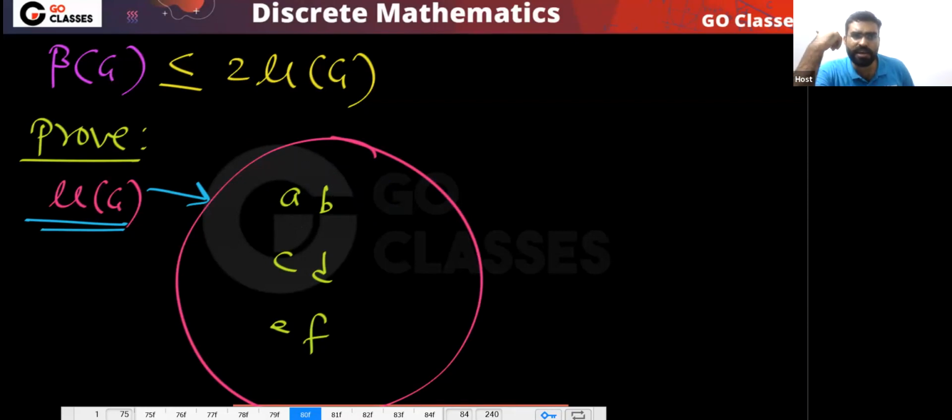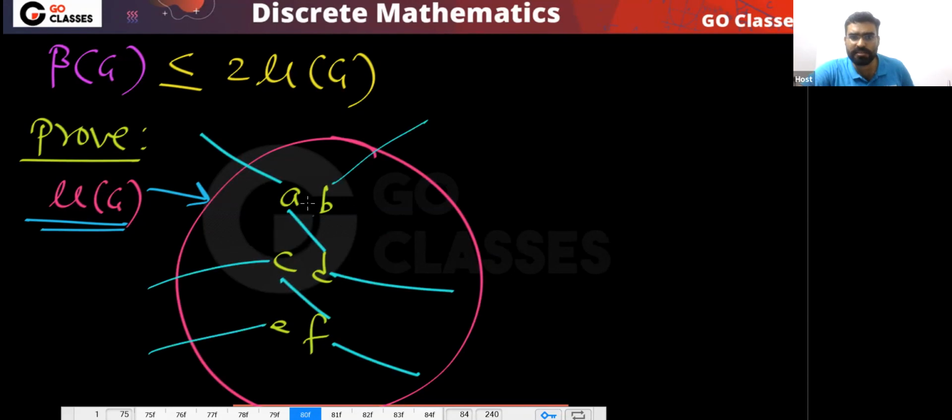Can I say every edge is incident on one of these vertices? Tell me why. Is this type of edge possible in the graph? In the graph, you can have these edges. But tell me, is this edge possible?